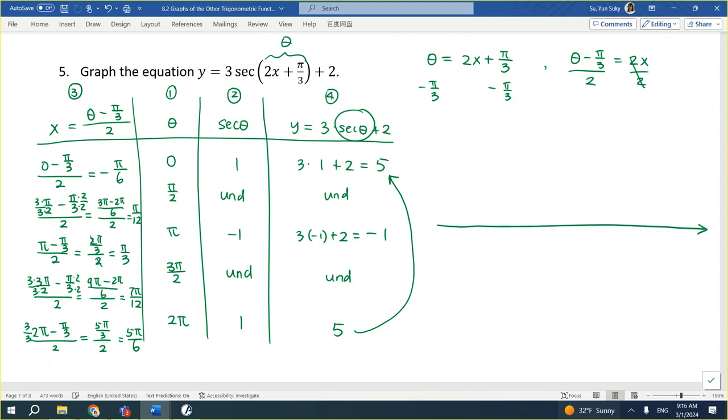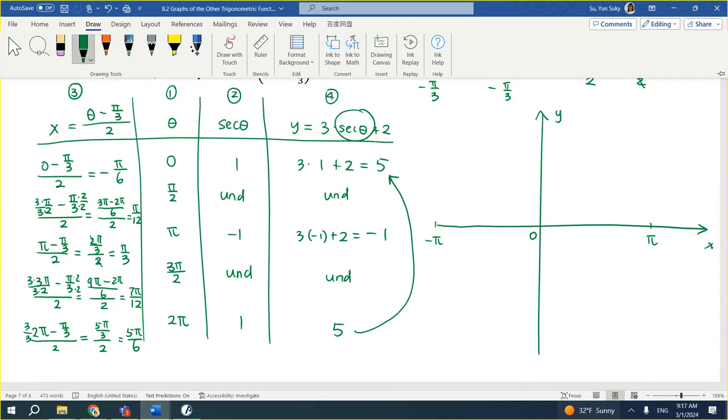Okay, so that's the x-axis and the y-axis. That's the x, that's the y. And then you look at the x. The smallest value is negative pi over 6, right? The biggest value is 5 pi over 6. 5 pi over 6 is smaller than pi. Okay, so for the biggest, I put pi, then it should be enough. And this is minus pi.